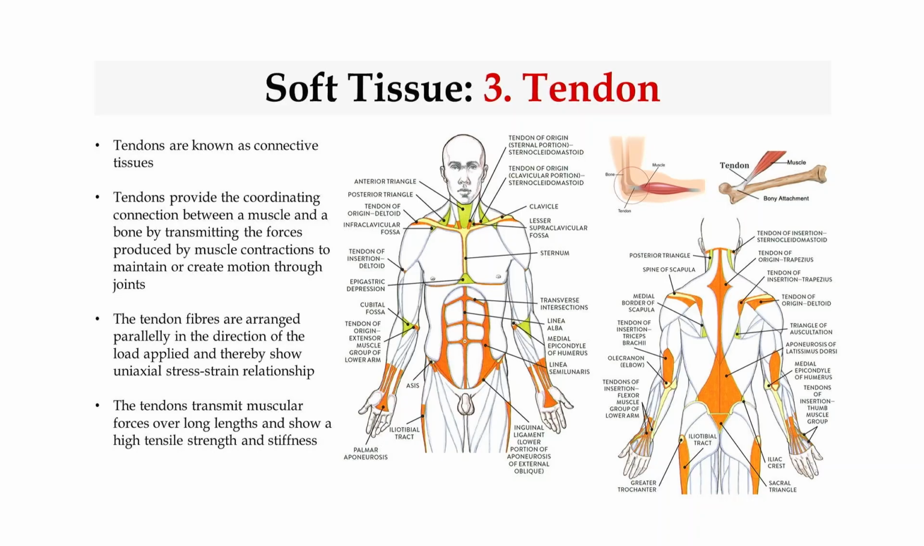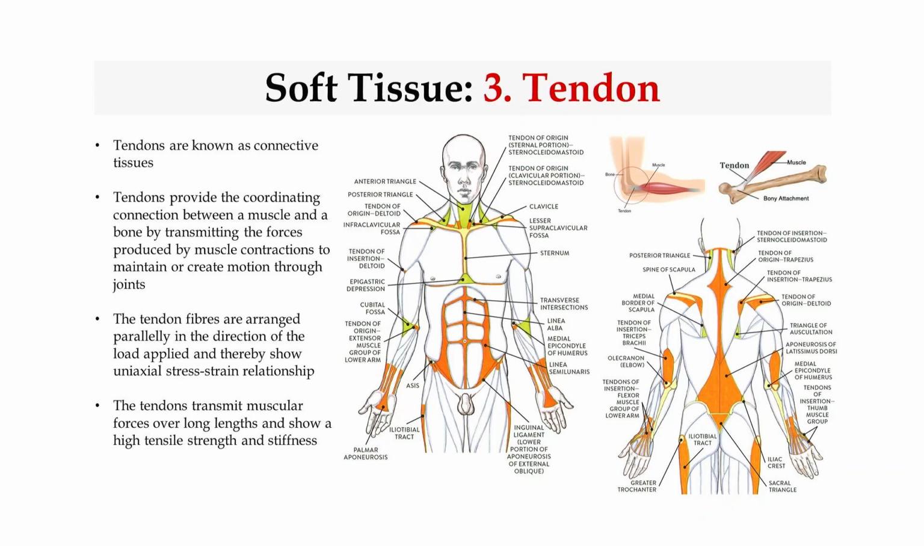What are the tendons on the human body? If you look from the head to toe, there are a lot of these tendons. Like on the throat, you're looking at anterior triangle tendon, posterior triangle, tendon of origin, deltoid, infraclavicular fossa, then tendon of insertion. Like there are so many.